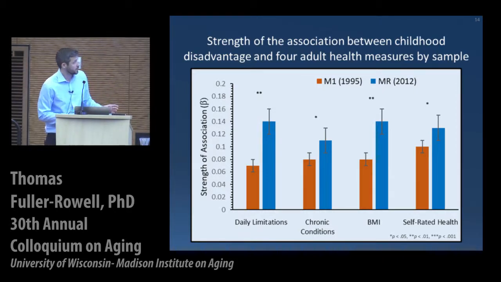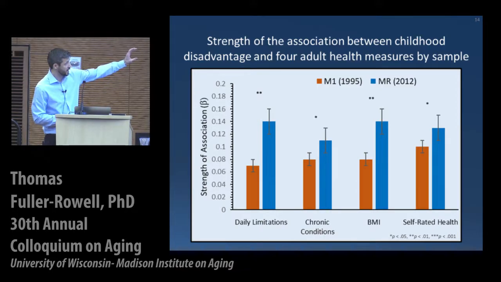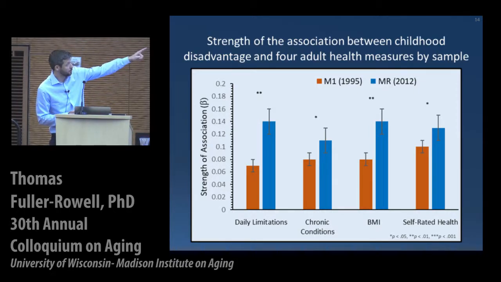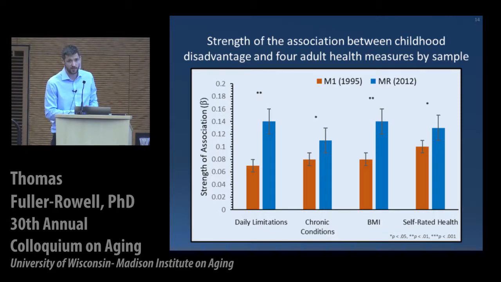I should mention here just briefly that the error bars here represent one standard error of each estimate in case you're statistically oriented, and the stars above the bars represent the statistical significance of the difference in the association across the two samples. So we are seeing a statistically significant difference in the strength of the association across the two samples.